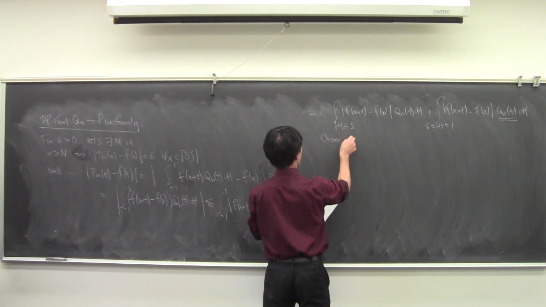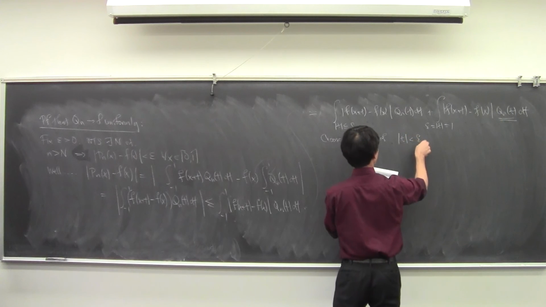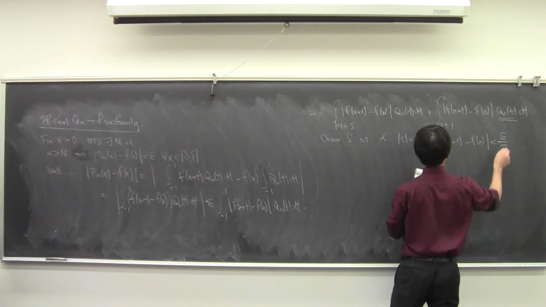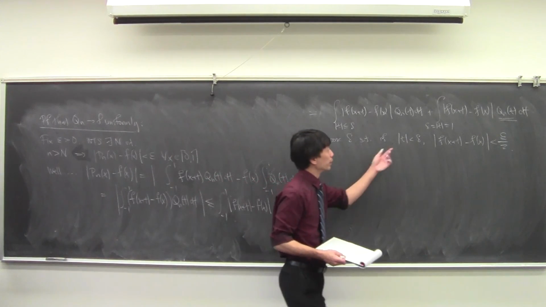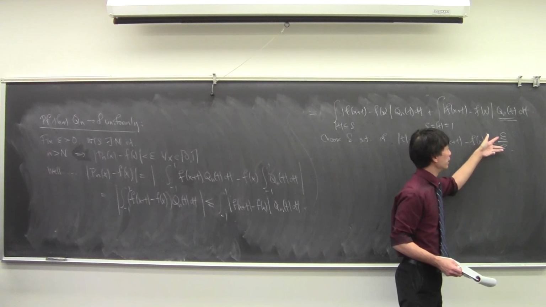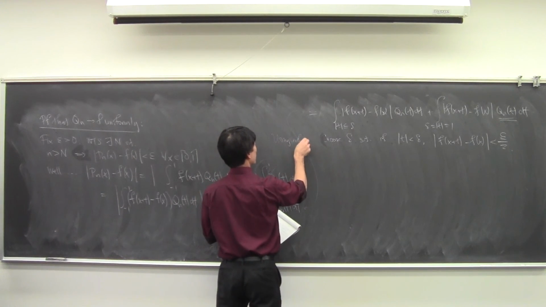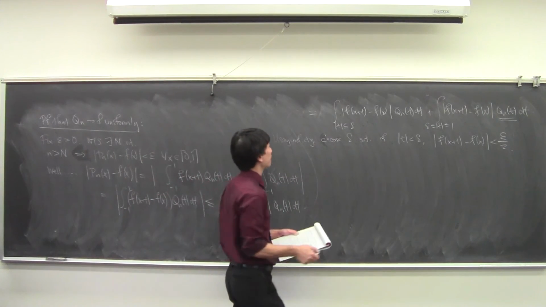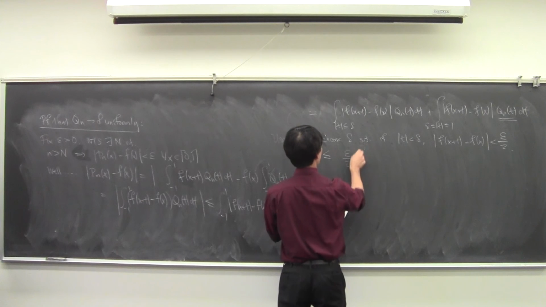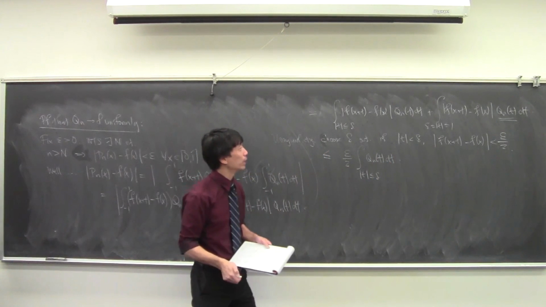So choose delta so that if t is less than delta, then f of x plus t minus f of x is smaller than epsilon over 2. So just choose your delta from uniform continuity. It's the delta that guarantees that if 2 points are within delta of each other, then the difference is smaller than epsilon over 2. So what does that give us? That gives us that this thing is smaller than epsilon over 2 times the integral over this region of q_n(t). And we have this part also.